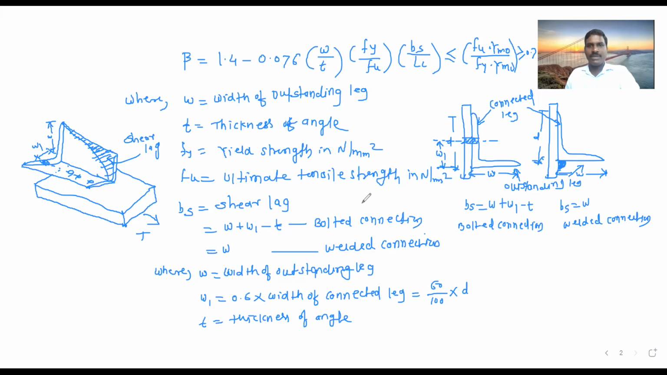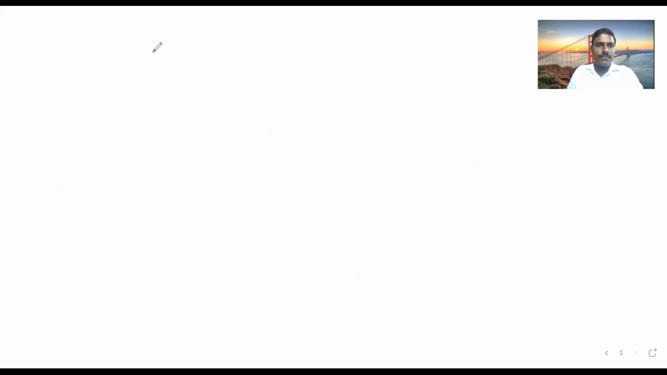Okay. So now Bs is over. Now what is remaining? Lc, capital L and small c. Lc is remaining now. So how to calculate Lc?